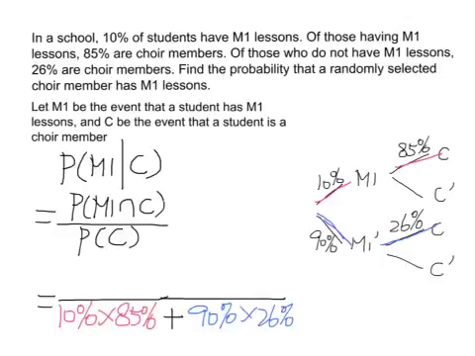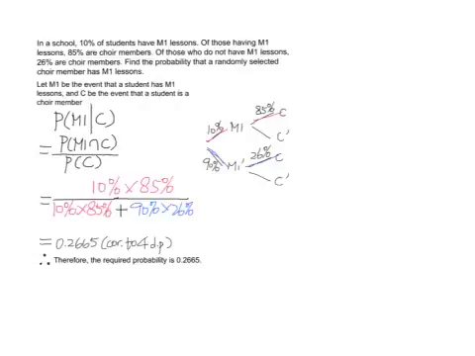Now, choir and M1, that means we're picking the red route, so you have this. Then finally, just calculating the answer at the end. I hope this helps.